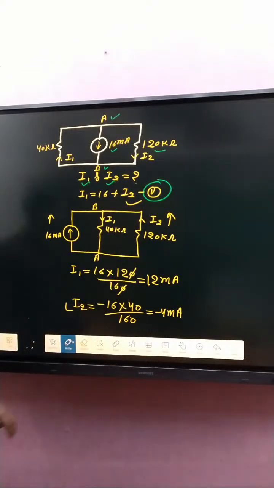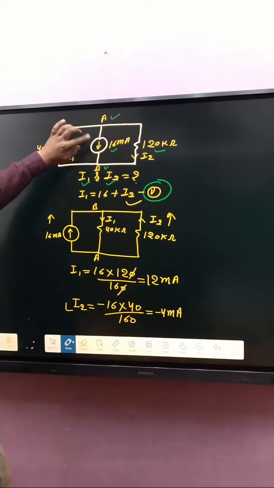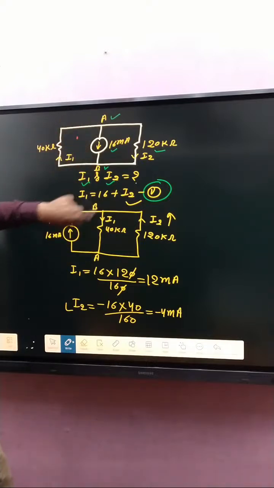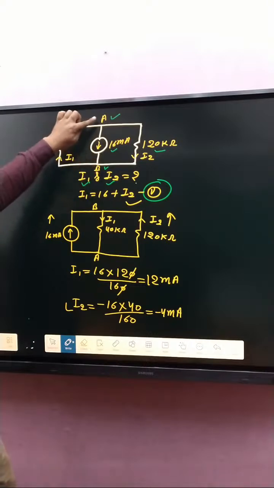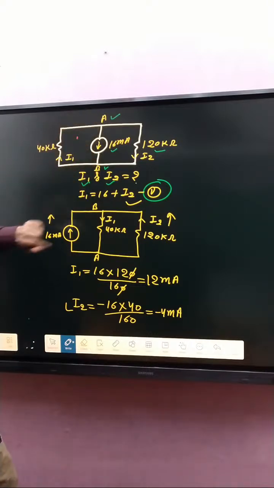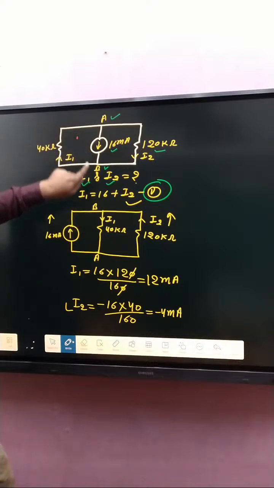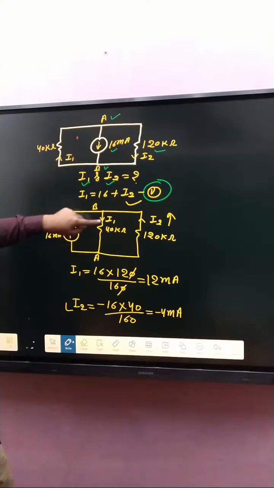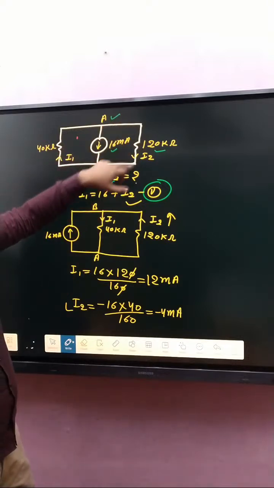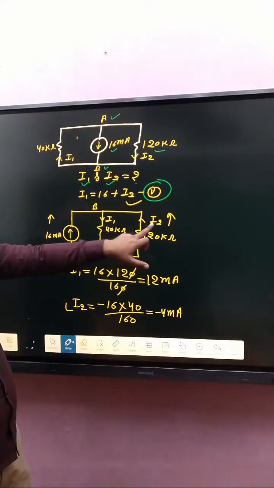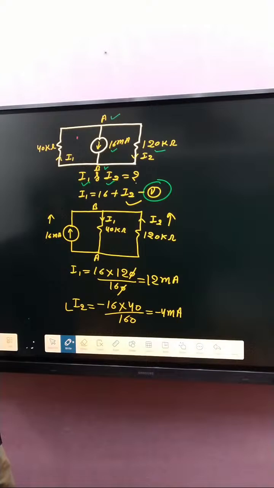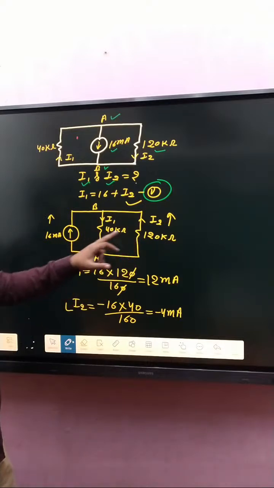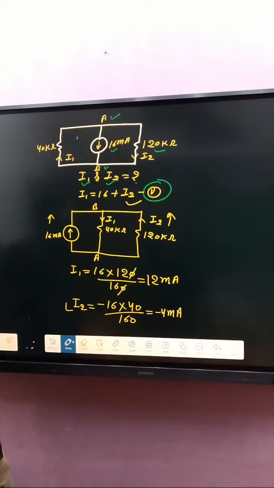After that, redraw the circuit again, that's A and B. Here B. A to B is 16 milliampere, and current B to A is I1, and A to B is I2. After that, apply the current division rule. What about I1? I1 is 16 into 120 divided by the sum of these two resistances, then we get 12 milliampere.